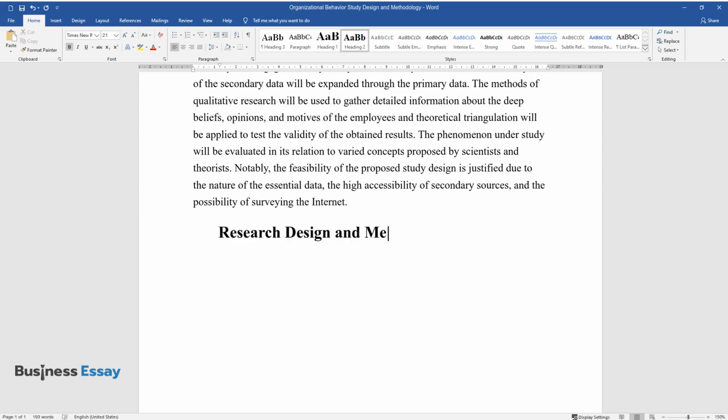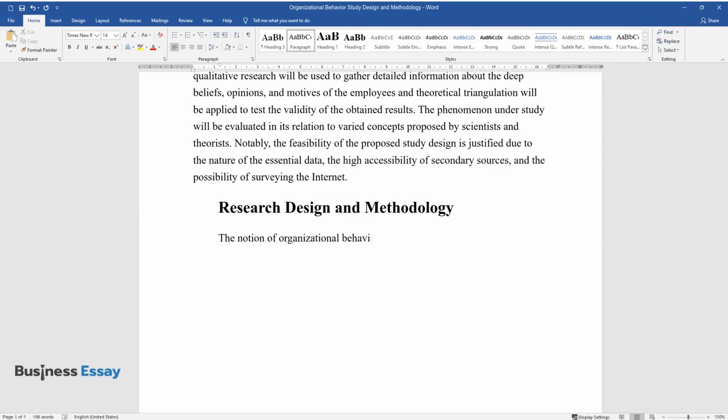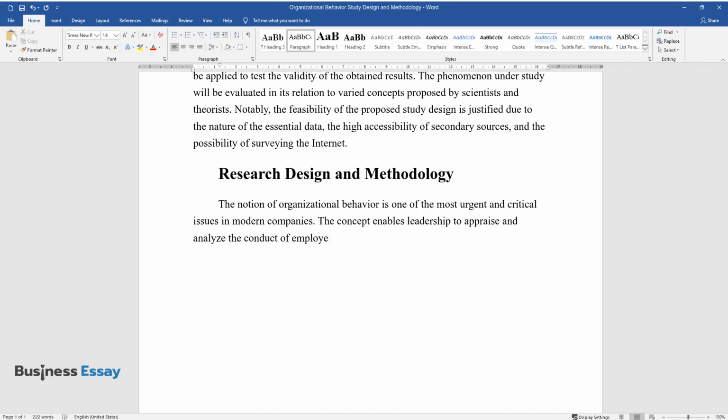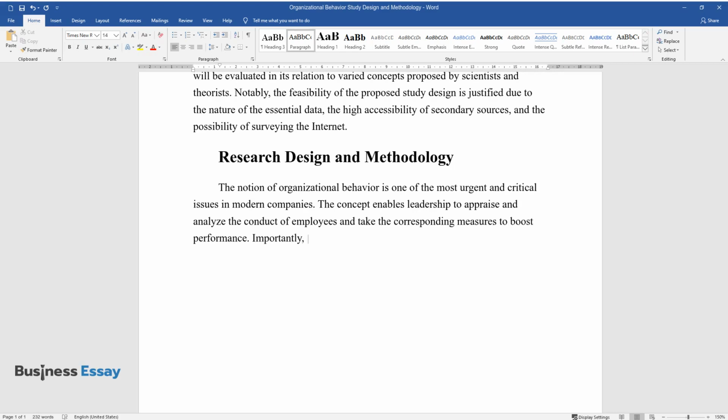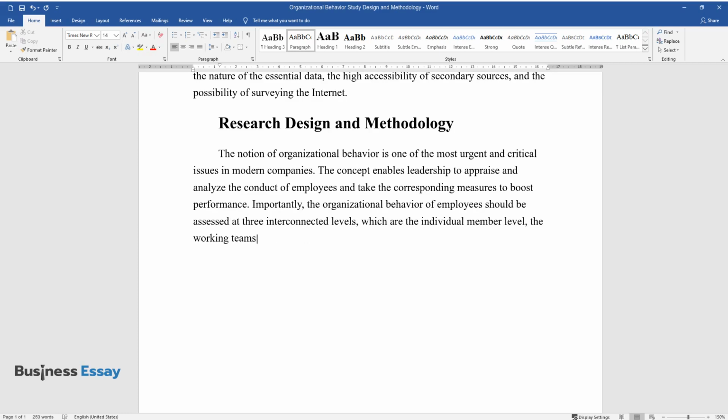Research design and methodology. The notion of organizational behavior is one of the most urgent and critical issues in modern companies. The concept enables leadership to appraise and analyze the conduct of employees and take the corresponding measures to boost performance. Importantly, the organizational behavior of employees should be assessed at three interconnected levels, which are the individual member level, the working teams and units, and the level of the personnel.